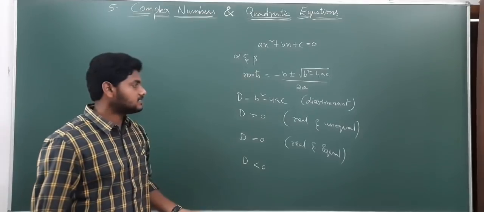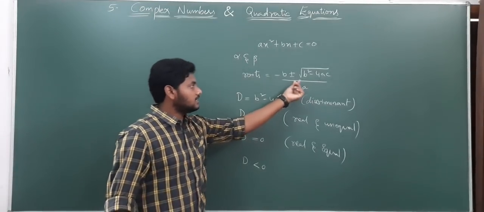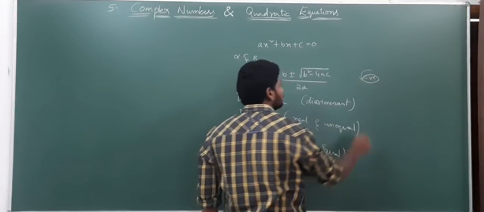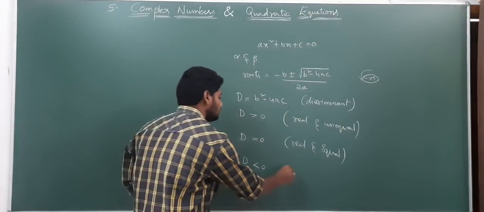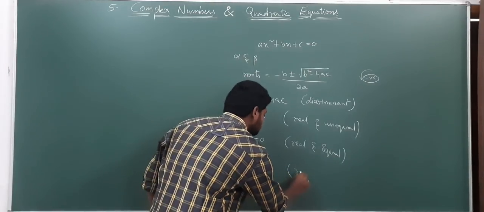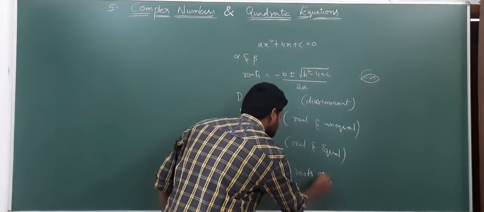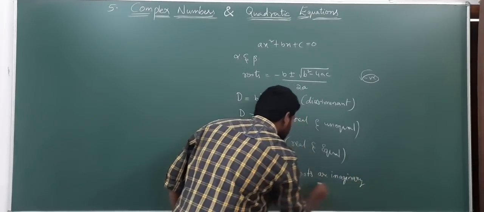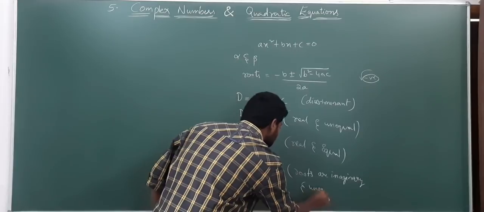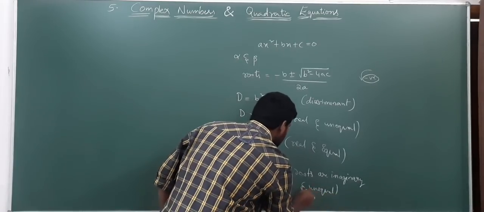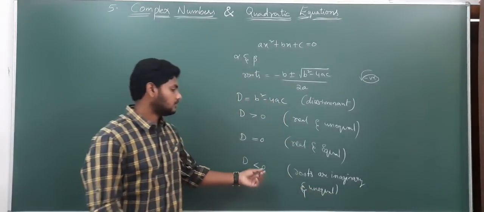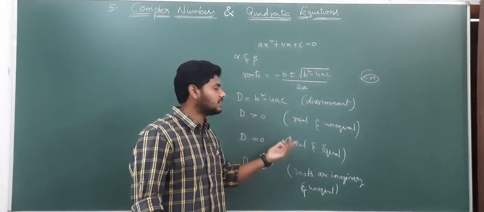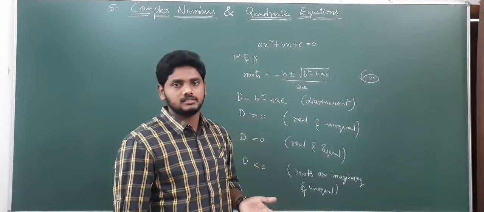But what about D less than 0? That is, b square minus 4ac less than 0. If we get a negative number inside the square root, it means the roots are imaginary and unequal. You have learned this in previous classes. What do we mean by imaginary? Imaginary means not a real number, it is an imaginary number.